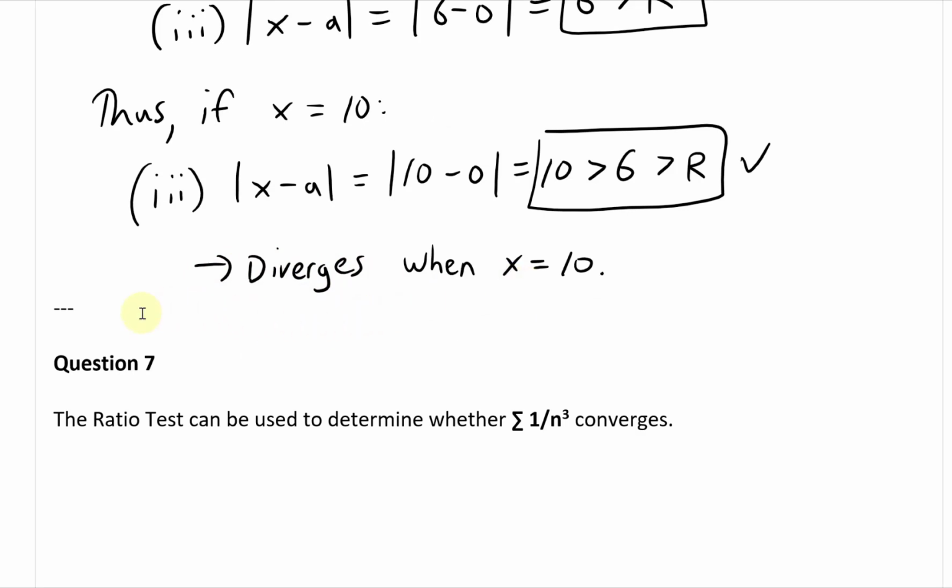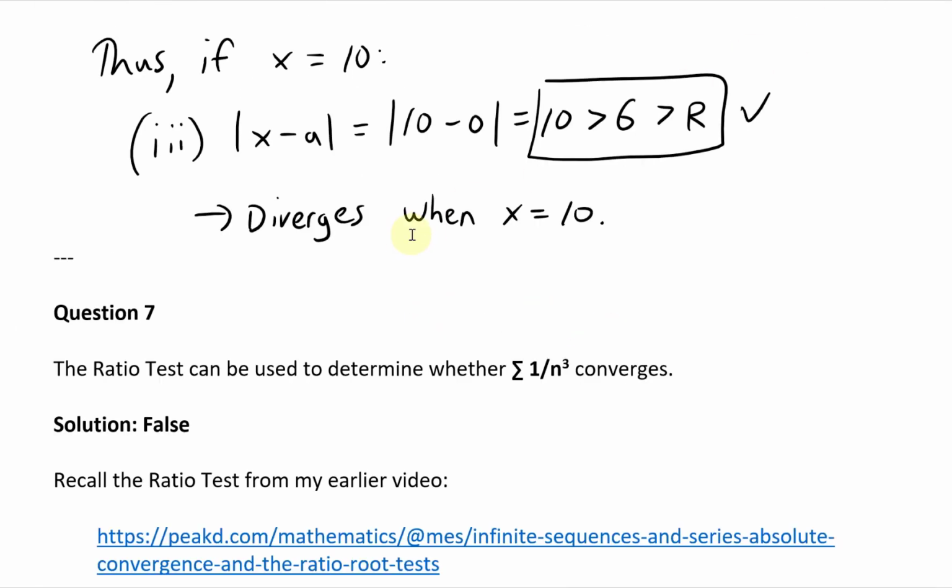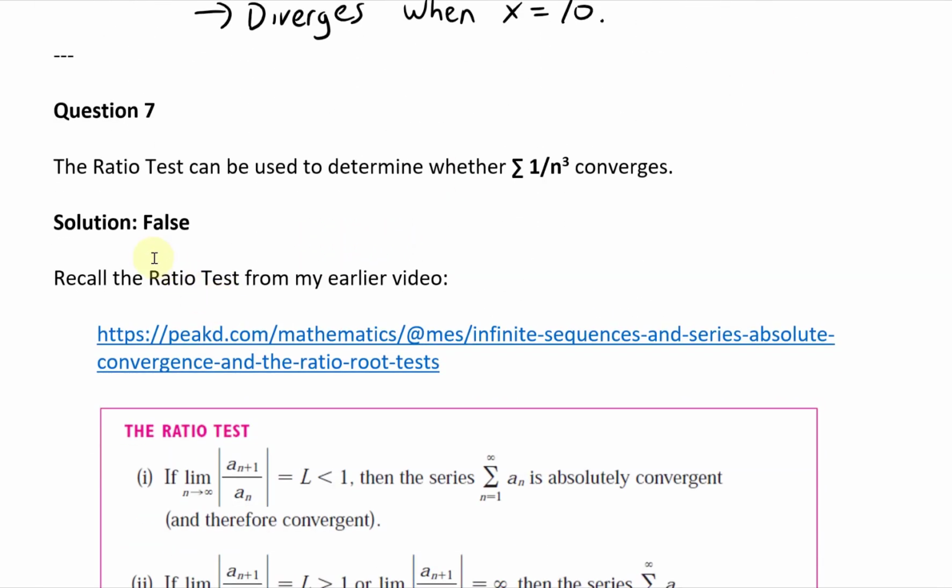Now let's look at question 7. Question 7 states the ratio test can be used to determine whether the series summation of 1 divided by n cubed converges. Let's take a look at the solution, and this is in fact false. We can't use the ratio test.